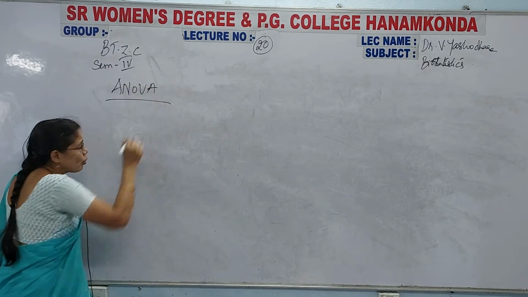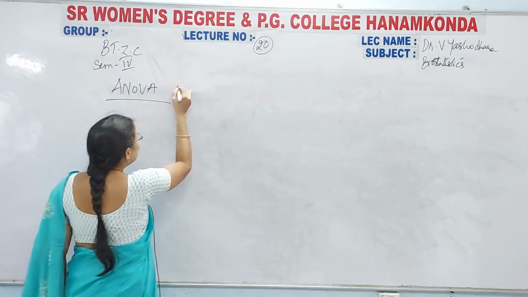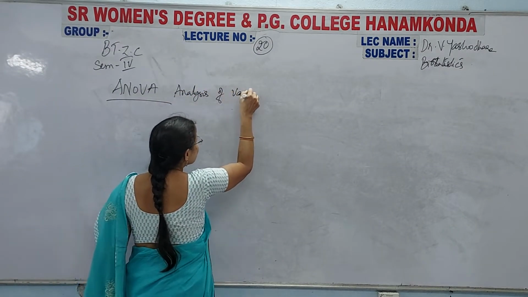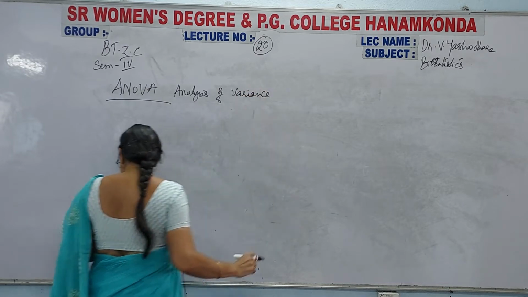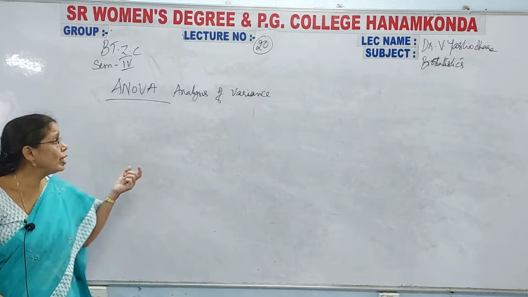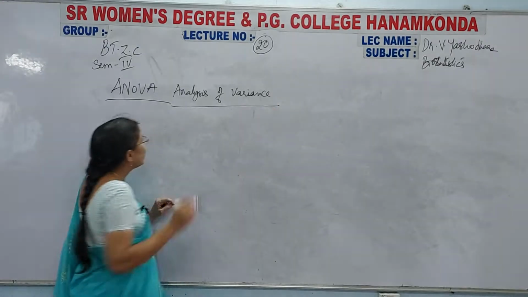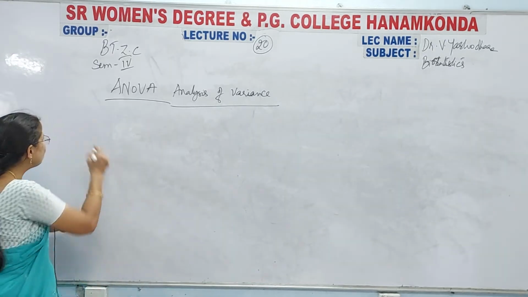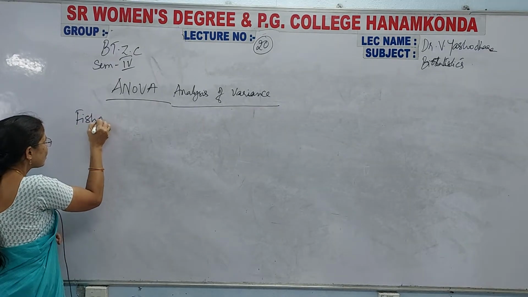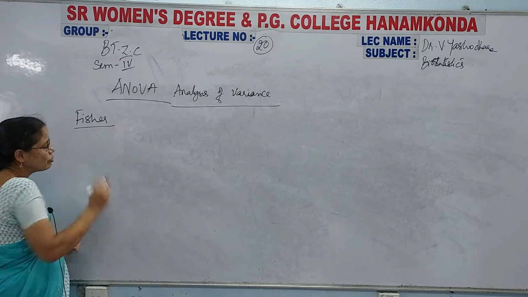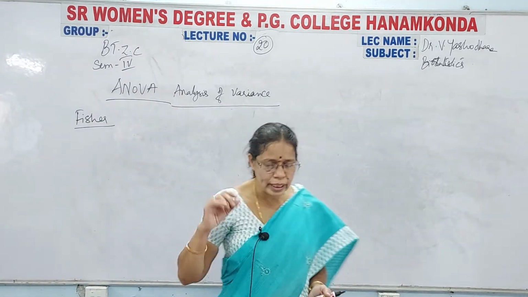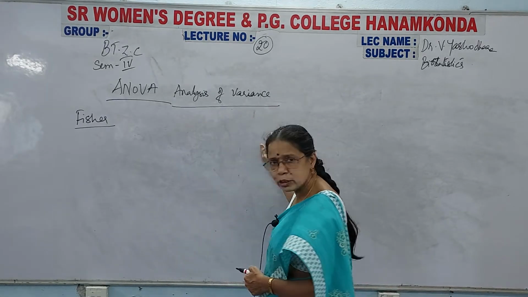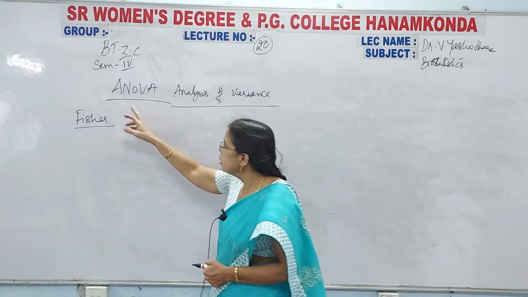You have to write all capital letters: ANOVA, that is analysis of variance. Okay, it is analysis of variance. This ANOVA, let us define. Who first defined it? It is Fisher. Professor R.A. Fisher is the scientist who first demonstrated this analysis of variance method, and he abbreviated it as ANOVA.